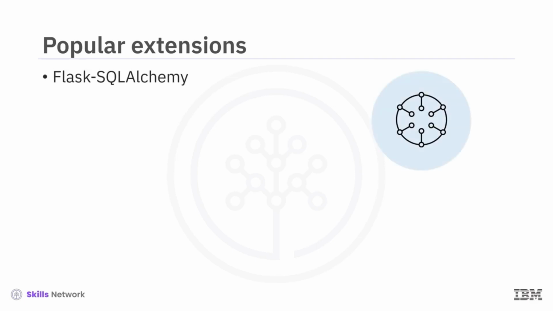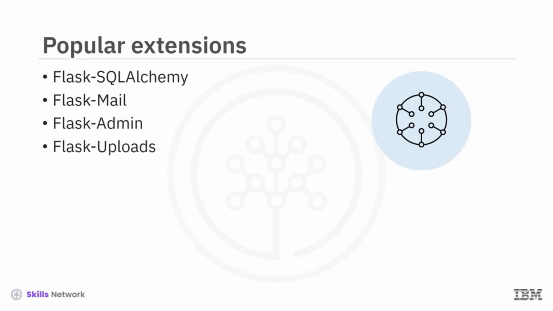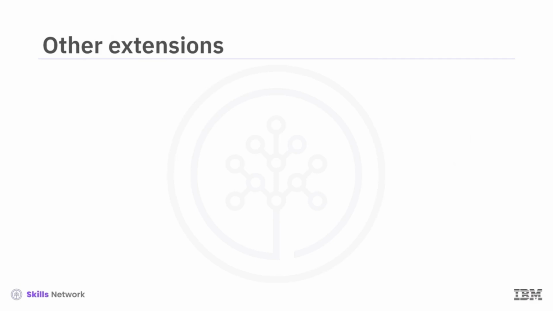Flask-SQLAlchemy adds support for the ORM called SQLAlchemy to Flask, giving developers a way to work with database objects in Python. Flask-Mail provides the ability to set up an SMTP mail server. Flask-Admin lets you add admin interfaces to Flask applications easily. And Flask-Uploads allows you to add customized file uploading to your application. Here are some other extensions.